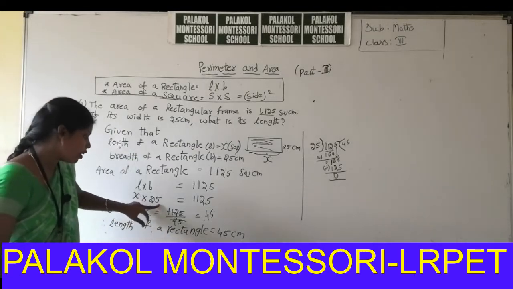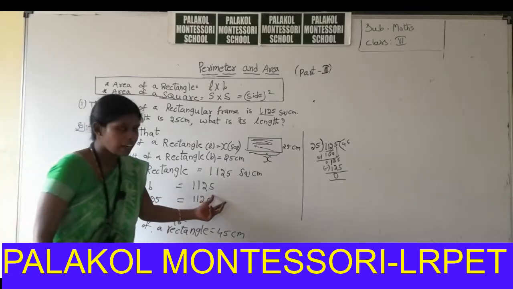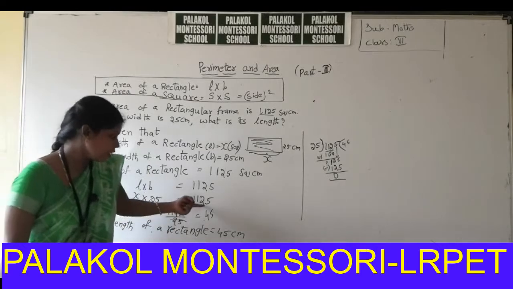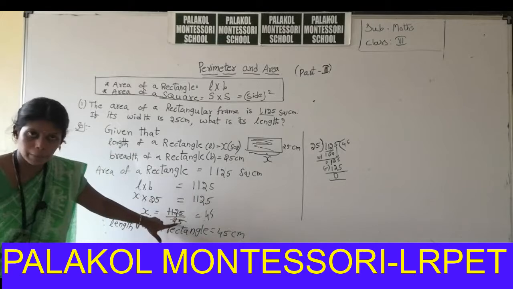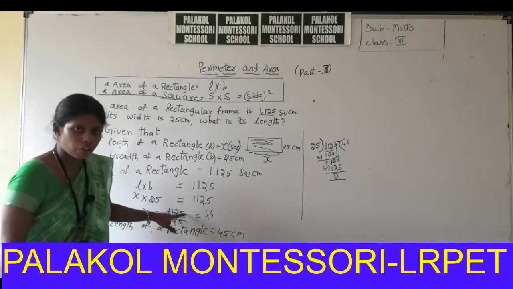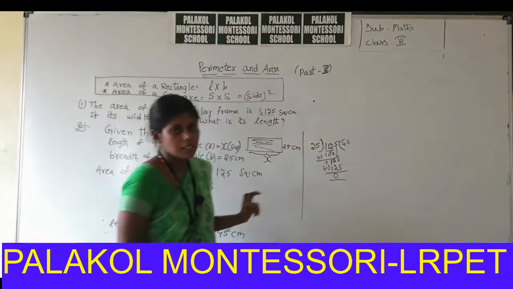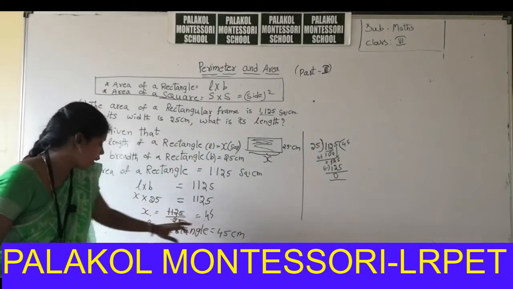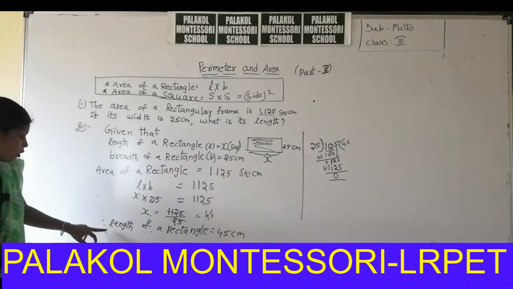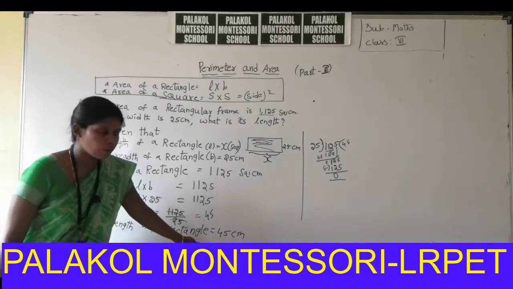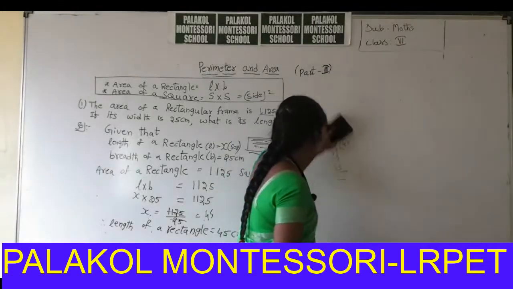So in this x, 25 is multiplied with x. So this 25 comes to this side, so the 25 is divided with this number. So x is equal to 25 coming to this side, that is nothing but multiplied. So 1125 divided by 25. How many times cancel? 45 times cancel. That is nothing but 45. So what is x? x is nothing but the length of the rectangle. So therefore the length of the rectangle is equal to 45 centimeters. So next we are going to another question.